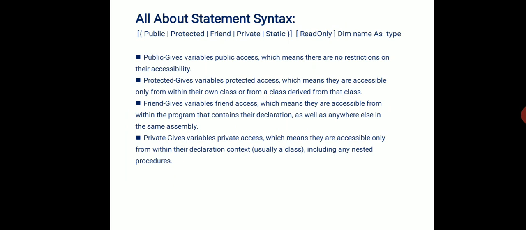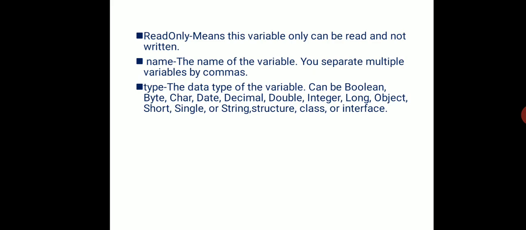Okay, and private gives variables a private access, which means they are accessible only from within their declaration context, including any nested procedures. And these private variables are accessed only within the declaration context or in the nested procedures within the open and close brackets. And one more, the read only means the variable only can be read and not written. Okay, you can't edit there, the variable is only for reading purpose.